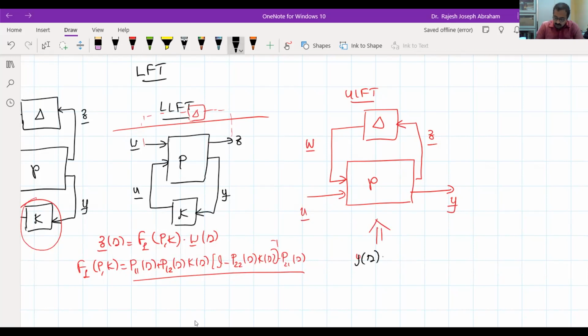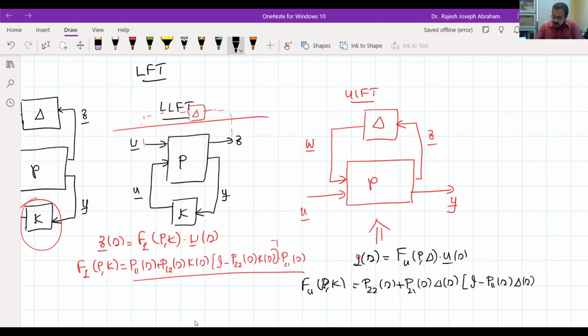Y of s was nothing but FU of P comma delta into U of s. What is FU of P comma delta? It is analogous to the lower LFT. There it was P11, so in the upper LFT it must be P22. So it is P22 of s plus P21 of s, and instead of K of s we have delta of s, into (I minus P11 of s delta of s) whole inverse, into P12 of s. So this would have been the transformation as seen by the controller block.